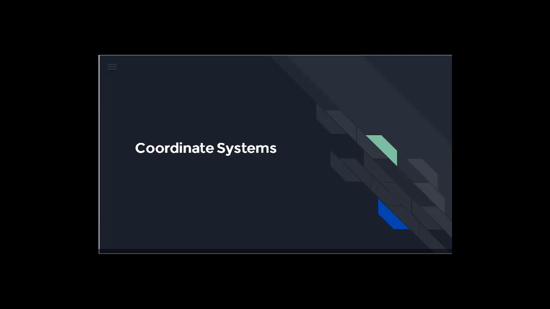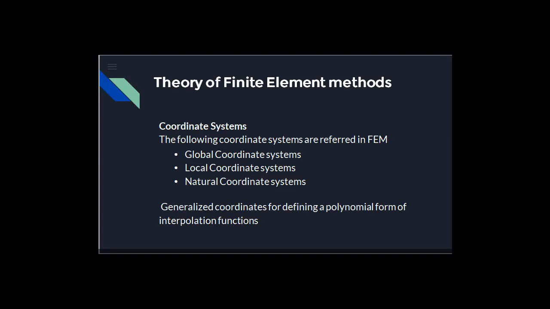If we employ a rectangular coordinate system which is aligned with the global coordinate system, it will be easy to identify the solution. But if we use a triangular element, a definite coordinate system must be used to identify the solution of the unknown. So in the finite element method, there are three coordinate systems that are referred to: global coordinate system, local coordinate system, and natural coordinate system. These are the generalized coordinates for defining a polynomial form of interpolation function.